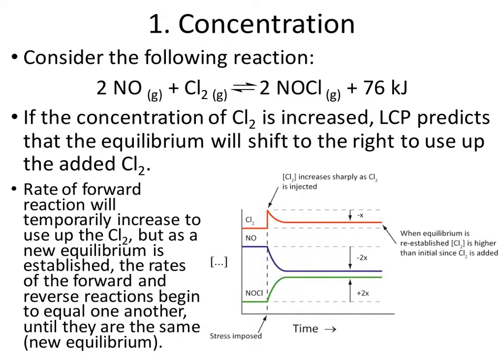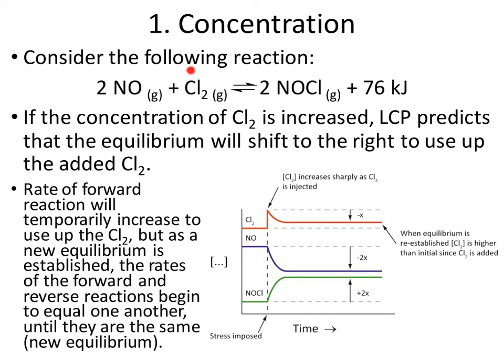So let's look at concentration first. If we look at the following example here, where we have NO plus Cl2 gives us NOCl, you can also see that this is an exothermic reaction, and it's an equilibrium, with a reverse reaction over here. Now, if the concentration of Cl2 is increased, which way is it going to shift?